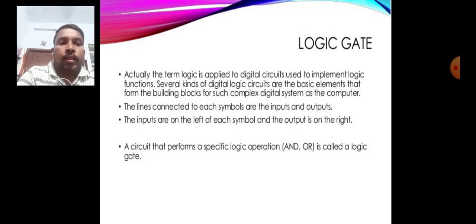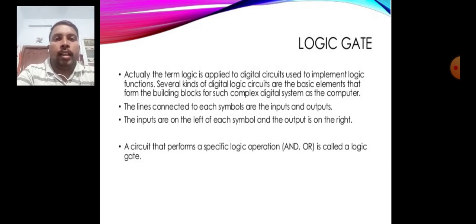Digital systems such as computers are built from these elements, and the lines connected to each symbol are the inputs and outputs. The inputs are on the left of each symbol and the output is on the right side of the symbol.